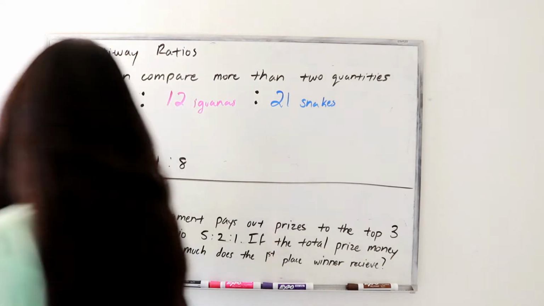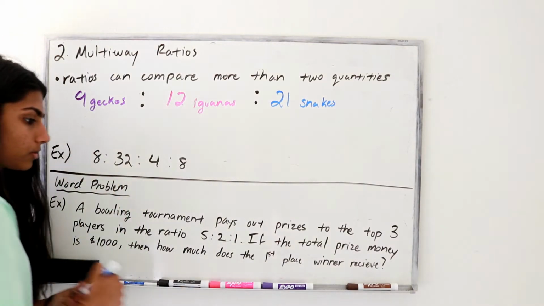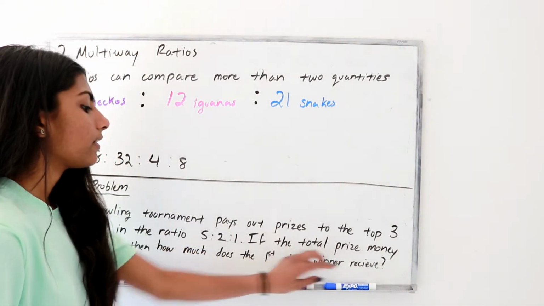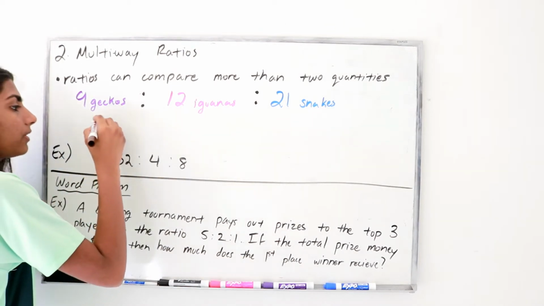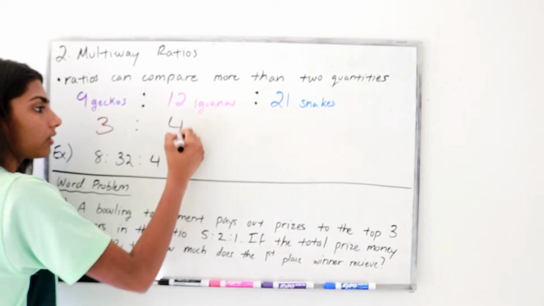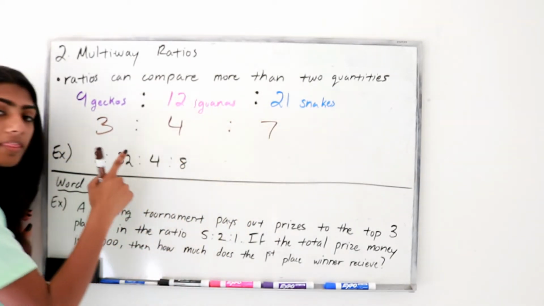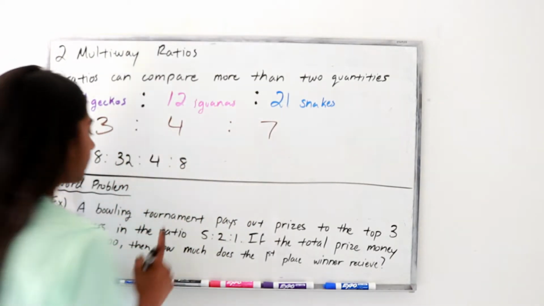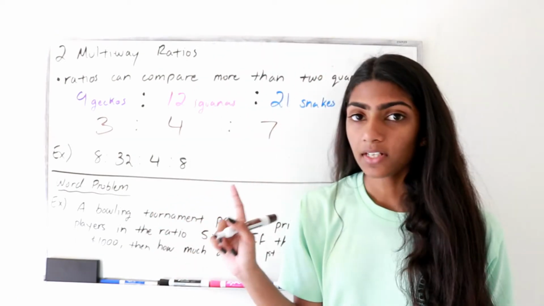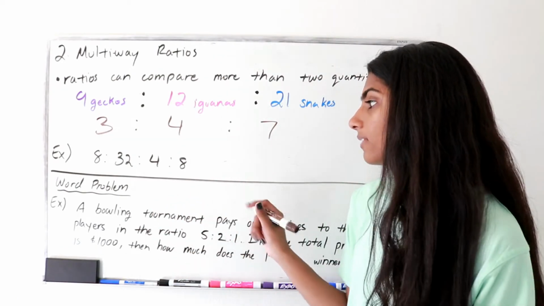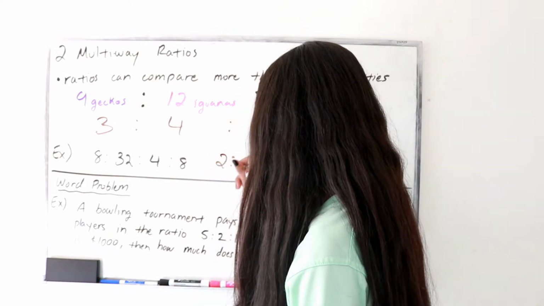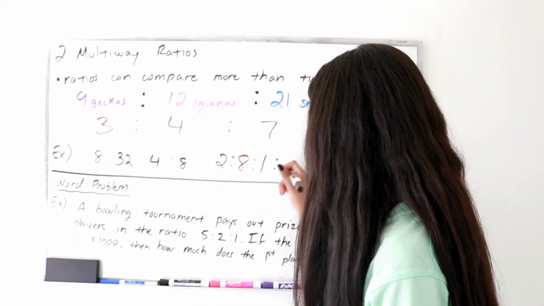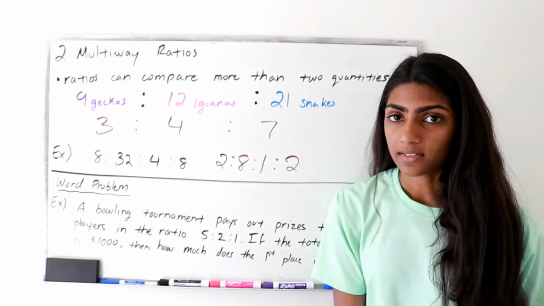For example, right here, we have 9 geckos, right? So 9, 12, and 21, I know the greatest common factor is going to be 3. So divide this by 3, I get 3 to 4 to 7. And that is our final simplified ratio. Now let's look at this example right here. 8 to 32, 4 to 8. So I'm going to divide by the greatest common factor, which is 4, and I get 2, 8, 1, and 2. And that is our final answer.